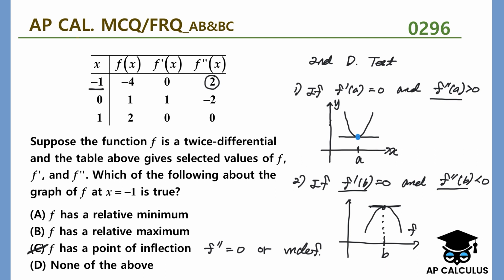So here we have f prime is equal to 0 at x equal -1 and f double prime is positive at x equal -1, right? f prime is 0, f double prime is positive, then it is concave up, slope is 0. We'll have a minimum at this point, right? So f has a relative minimum at x equal -1. So the answer has to be A.